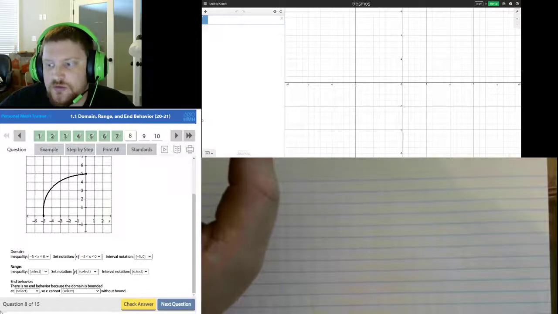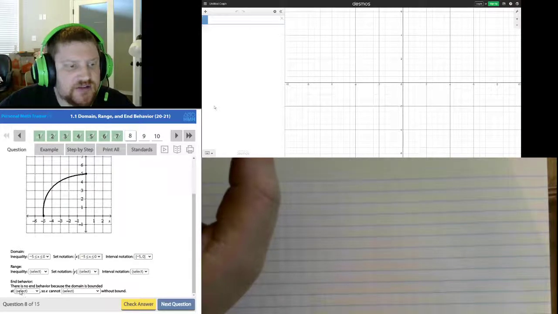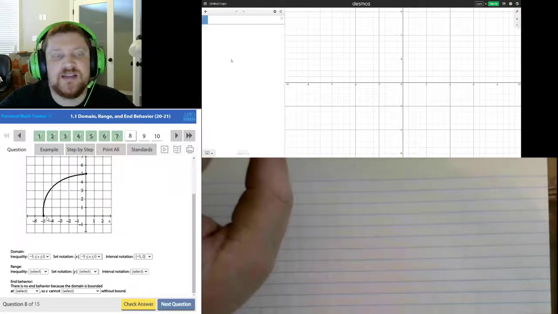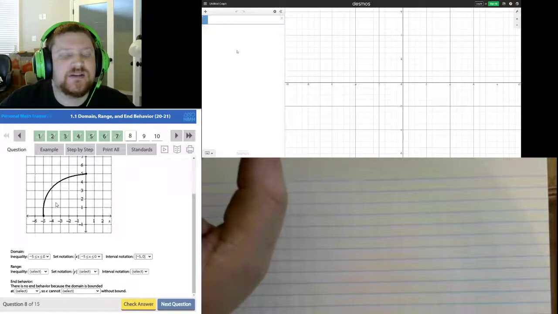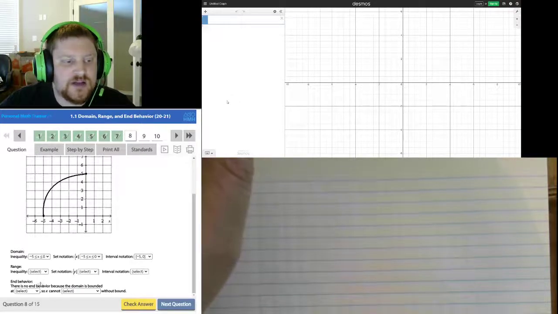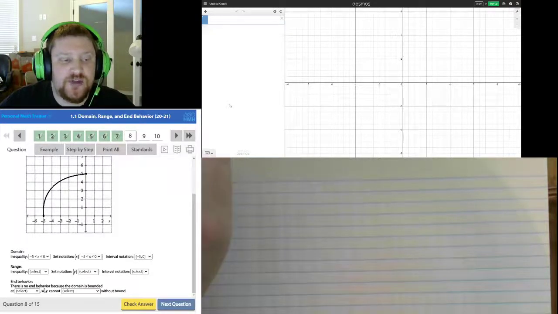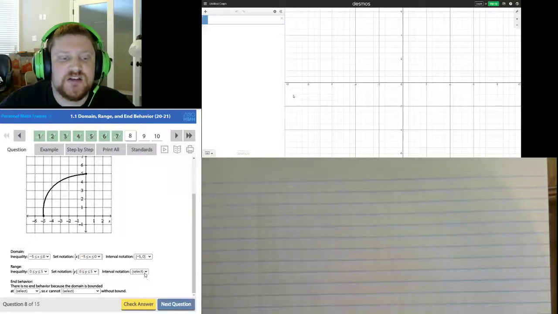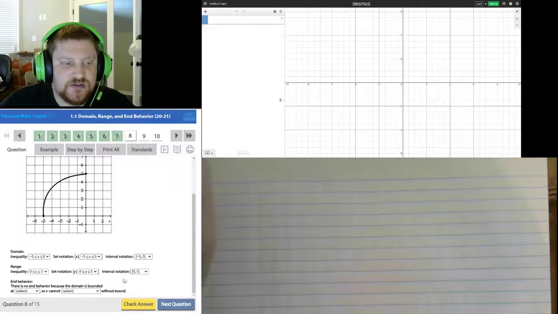Our range, in this case, is the lowest it goes, it looks like, is 0, and the highest it goes is 5, once again including both of those. So 0 is less than y is less than 5. But it's not just less than, it's equal to on both sides. Our set notation, we simply pull the inequalities in again, and our interval notation is 0 to 5, once again, double closed because it does include both sides.